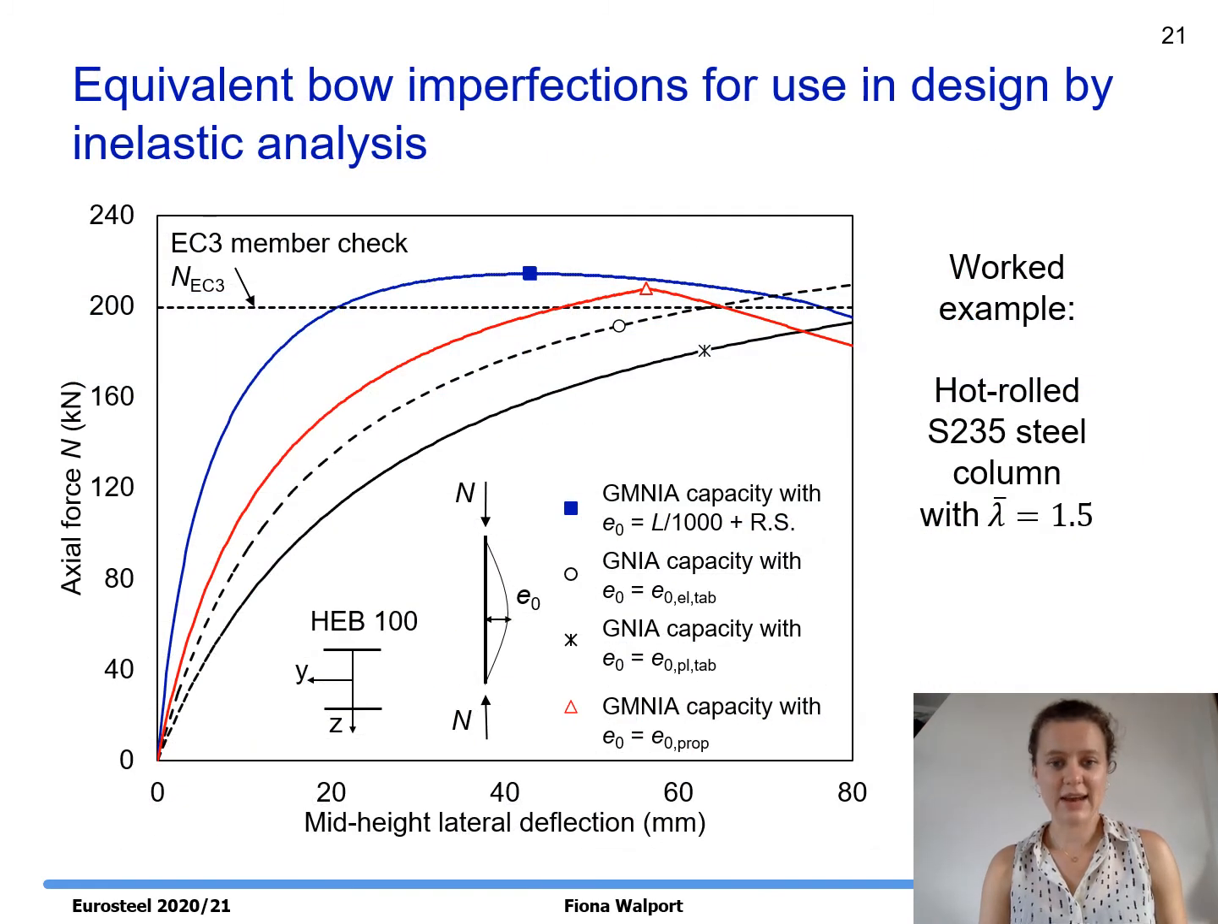Looking at an example now, we can see in this example of a hot rolled steel column that the proposed imperfection in red provides a more precise prediction while remaining safe-sided relative to the benchmark result in blue, calculated from a GM&IA with L over 1,000 and residual stresses.